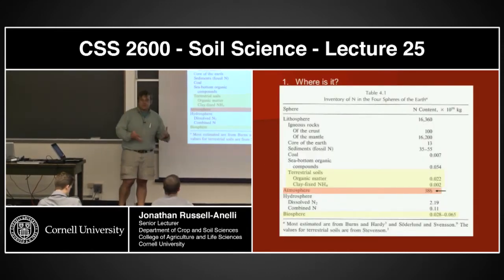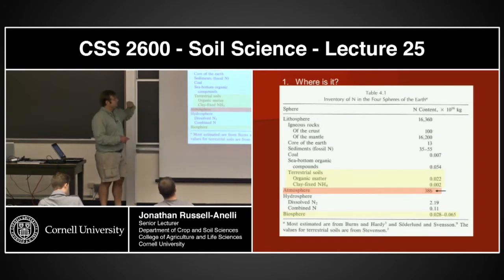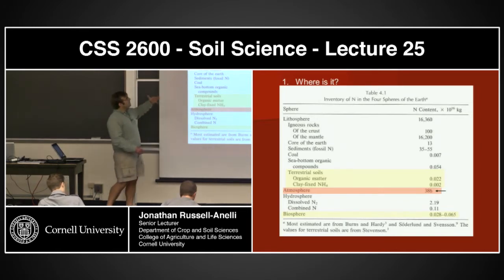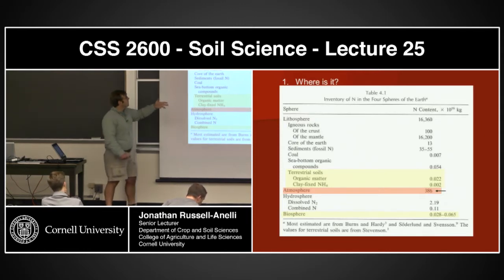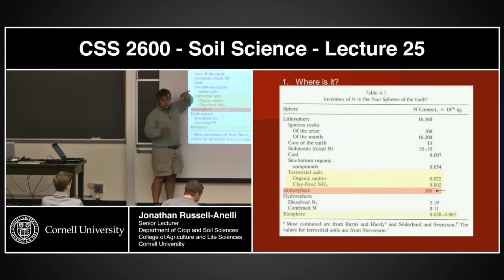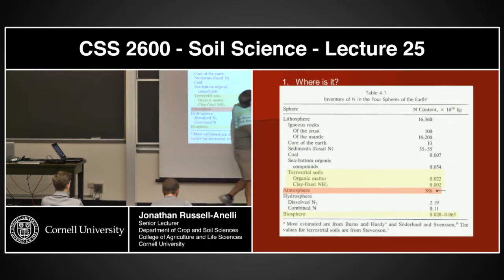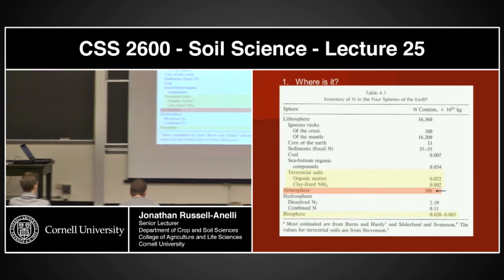Okay? This is not from your book. I pulled this from a nutrient book. But basically, this tells the inventory of nitrogen in our four spheres. The biosphere, the lithosphere, the hydrosphere, and the atmosphere. The largest pool, if you're talking about nitrogen, is in the lithosphere, in the rocks. The core of the earth, the sediment, the coal, seabed materials. Then you actually look at the terrestrial soil component, very small pool.